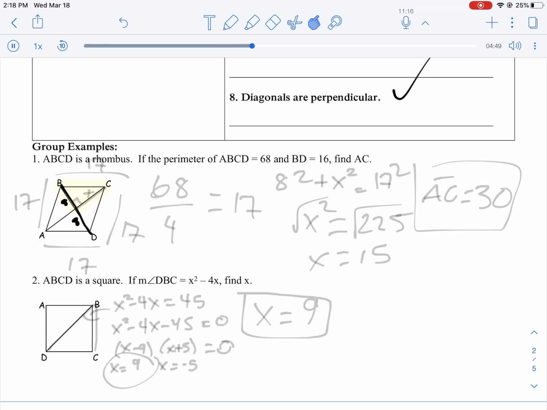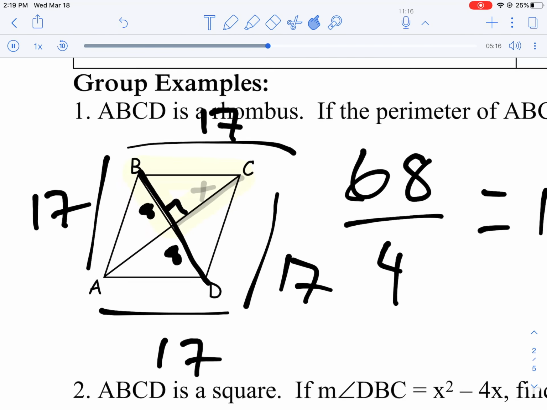Now they gave you the whole perimeter, so they already added up all the outside sides. So we're going to divide 68 by 4, because remember, all sides are congruent in a rhombus, so 68 divided by 4 is 17. So each side equals 17, 17, 17, 17. Now, if they want to know AC, I'm going to zoom in here. Remember, diagonals are perpendicular.